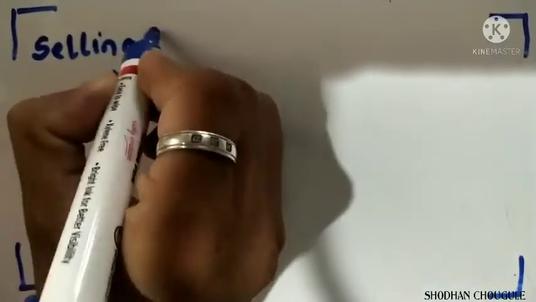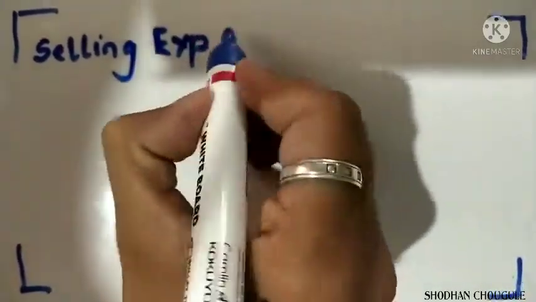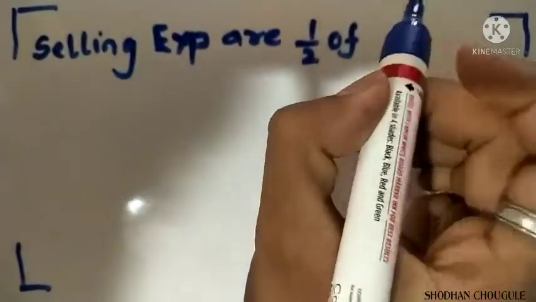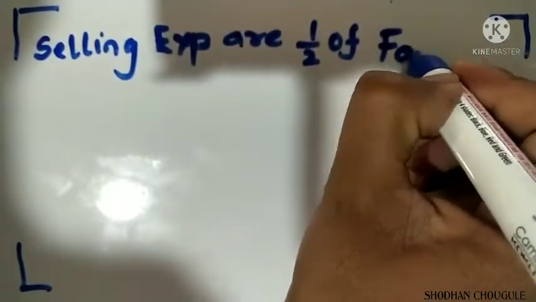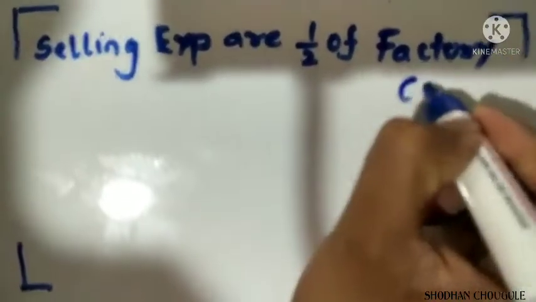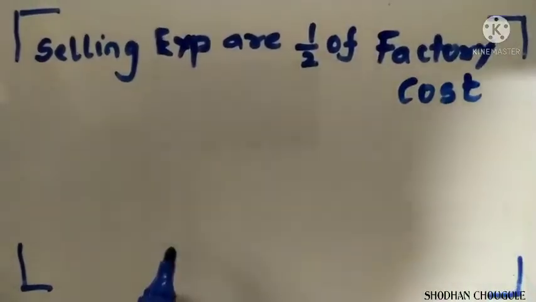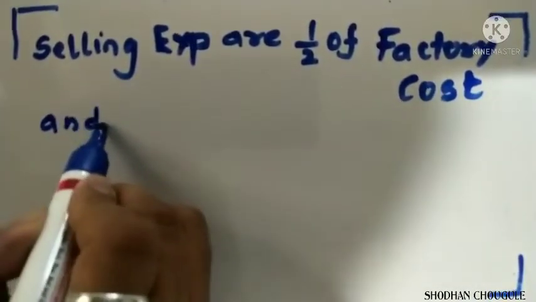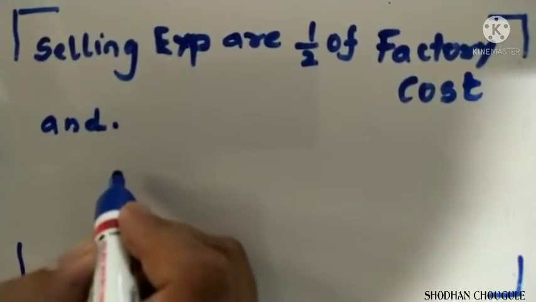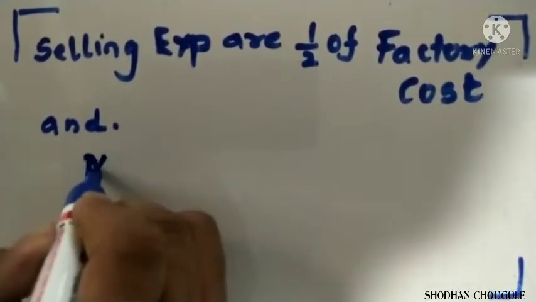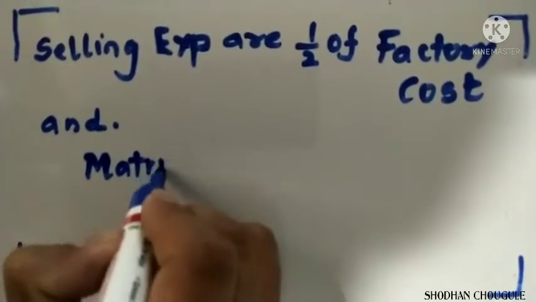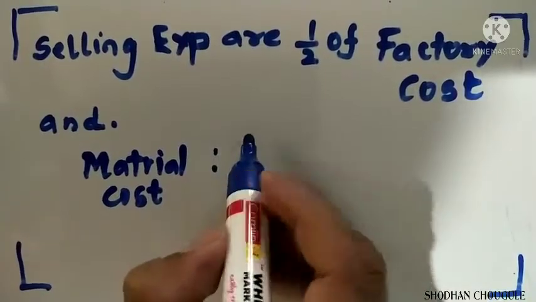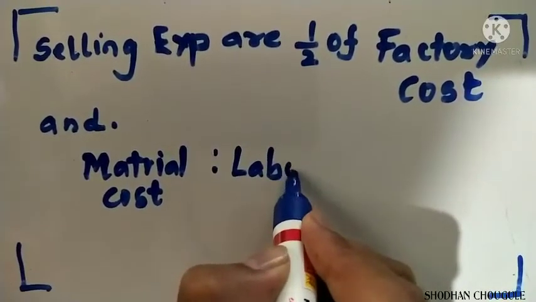Even in the problem they have said the selling expenses, or it is also called selling overhead, are half of the factory cost. In this problem they have given you the ratio of material cost, labor cost and factory overheads. So the ratio is 1:4:2.